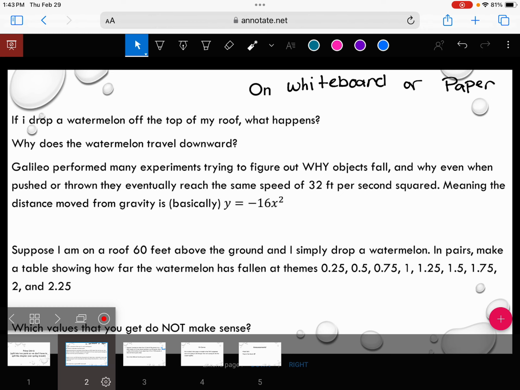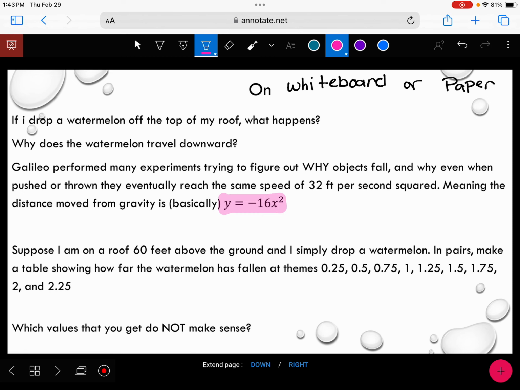Galileo performed a whole bunch of experiments trying to figure out why objects fall, how fast they fall, even when they're pushed or thrown. They all wind up going the same speed, because science. They fall at relatively the same rate of 32 feet per second squared, meaning the distance, the amount of change moved by gravity, is basically this. This is not something we need to memorize, but we're going to use it today. So we're going to look at this.